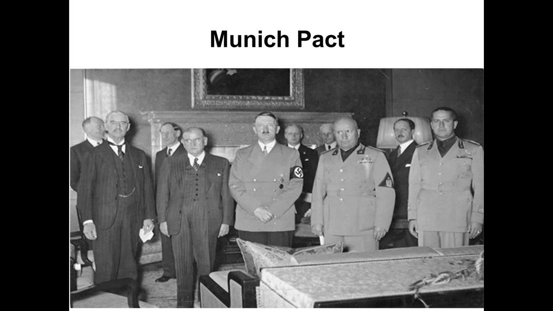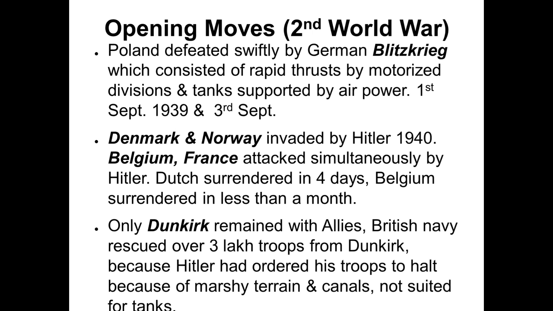Now, what started is known as the opening move. Germany started Blitzkrieg. Blitzkrieg means lightning striking. Their military conducted war at lightning speed, consisting of rapid thrusts by motorized divisions and tanks supported by air power. And they immediately invaded Poland and defeated it between 1st and 3rd September.